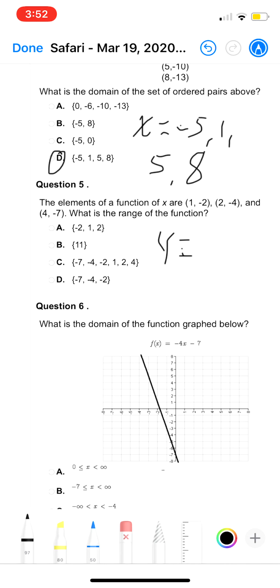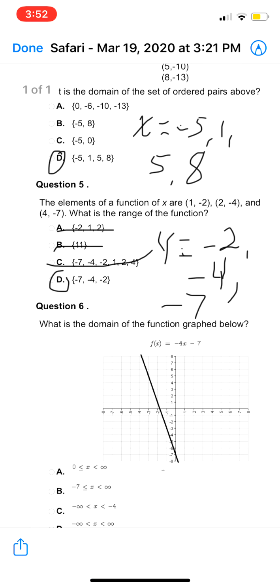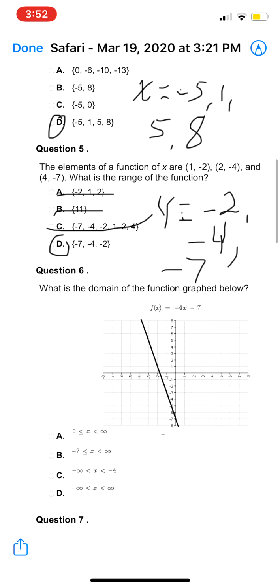So in the first ordered pair, you have 1, -2. So -2 is your y value. The next ordered pair, you have 2, -4. So -4 would be your y value. And the last ordered pair, it's 4, -7. -7 is your y value. So A doesn't match it, B doesn't match it, neither does C. But -7, -4, -2, they're written in ascending order, going from small to big, but they're all there. So it doesn't matter the order in which they're written.